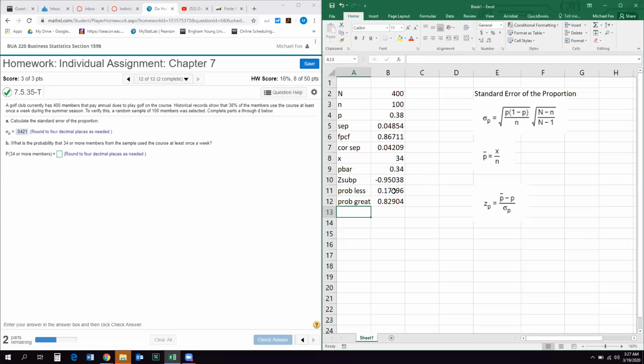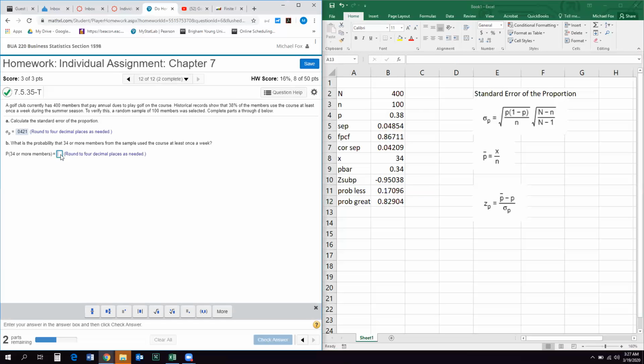So the probability of 34 or more members from the sample is, what does it want? 4 decimal points, 0.8290.